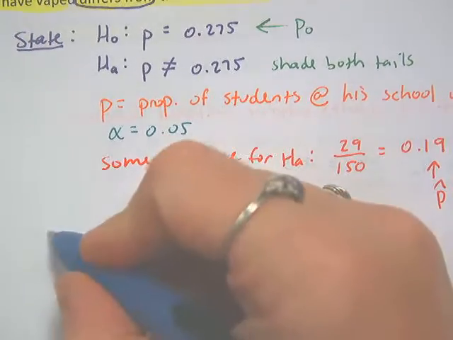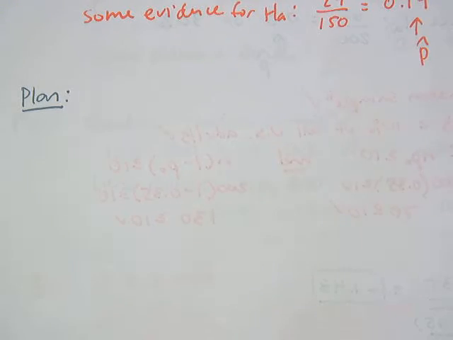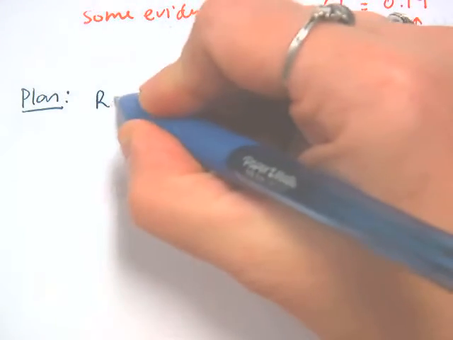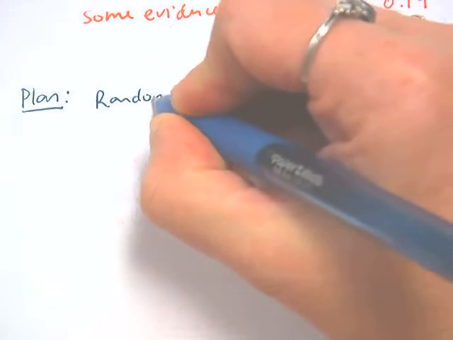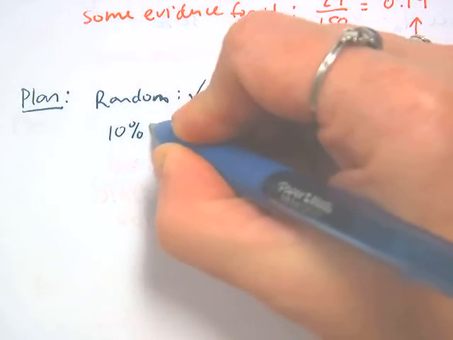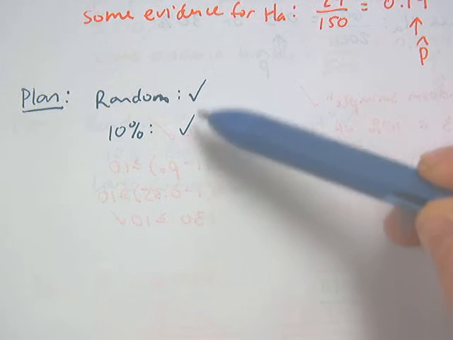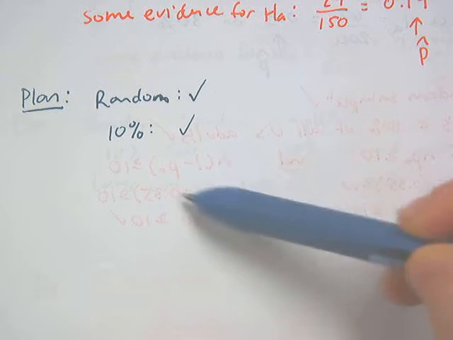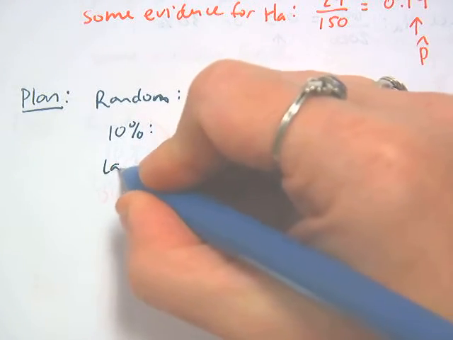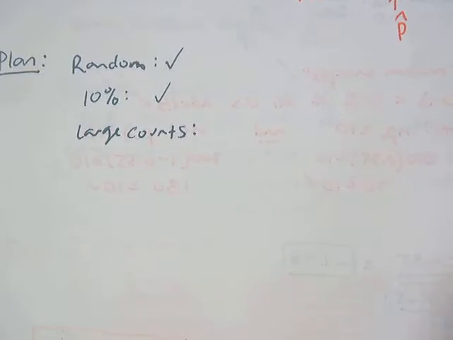Plan. I already told you that all of these are going to work, right? Let's kind of go a little bit faster through this because this lesson's already been kind of long. I will expect for you to do more than just check mark it. You must tell me in words or symbols or something that the random and 10% rules check out.